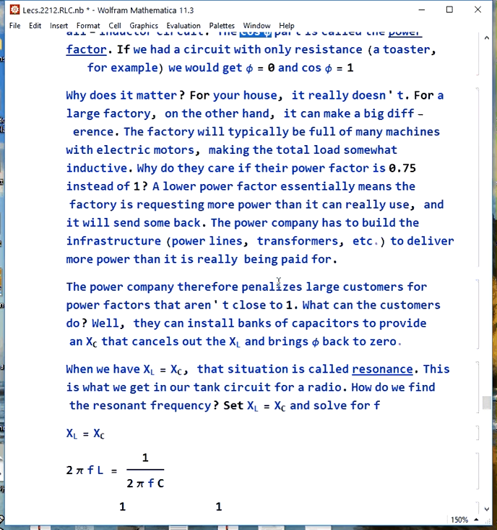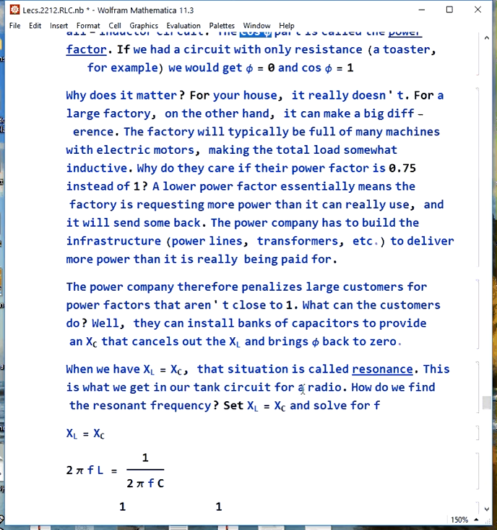It's typically going to be full of a lot of machines with electric motors, and that means the total load is inductive. It's more X_L than X_C. Why do they care if their power factor is 0.75 instead of 1? What this means is the factory is asking the electric company to send them more power than they can really use, and then they send some back. But the power company has to build the infrastructure to deliver the unneeded power along with the needed power. So you pay a penalty if your power factor isn't close to 1 and you're a large customer.